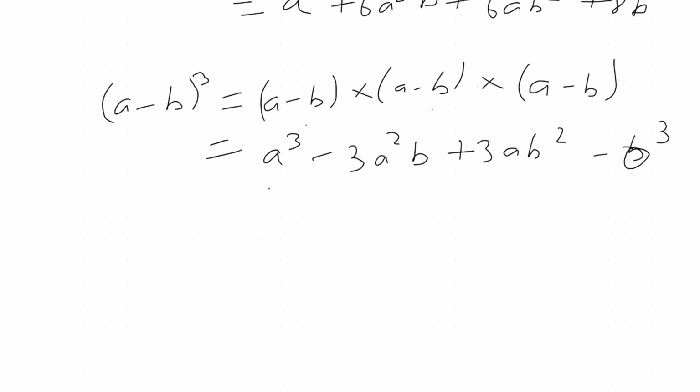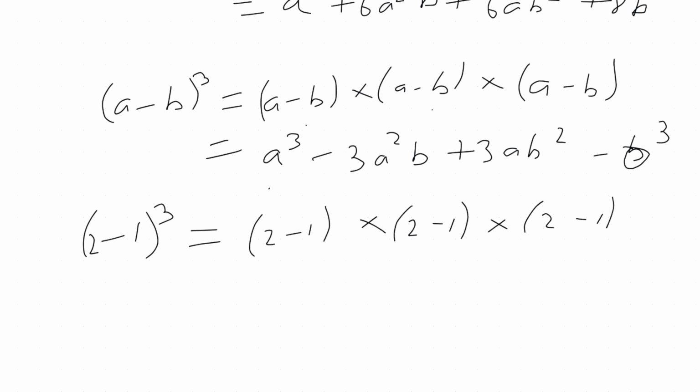2 minus 1 whole cube. So we replace a with 2 and we replace b with 1. It comes as 2 minus 1 multiplied by 2 minus 1 multiplied by 2 minus 1. Let us simplify it. Use the same formula. What is the first term? The cube of the first term. So what is the cube of 2? 2 cube.